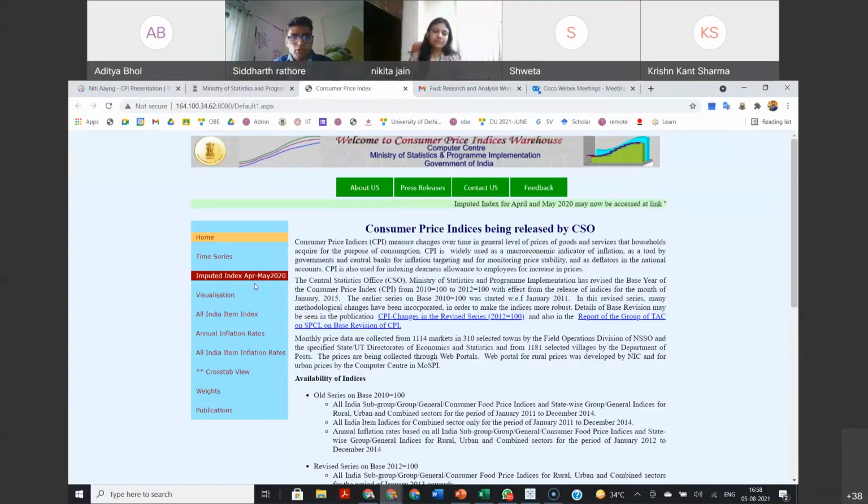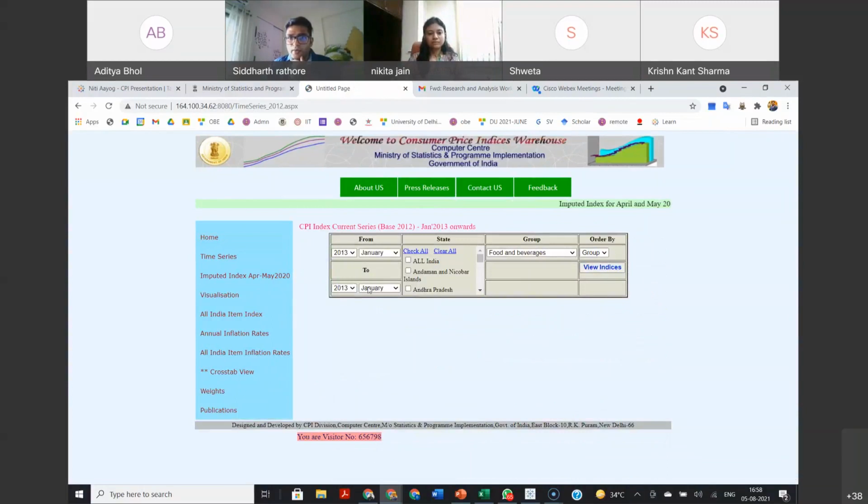And what we need to do is just take the back series, the time series data, from the current series, and then it provides us a window where we can select from what date we need the inflation data. It can also give us data for all states or for the entire country, or we can get it for a particular state. That is possible.